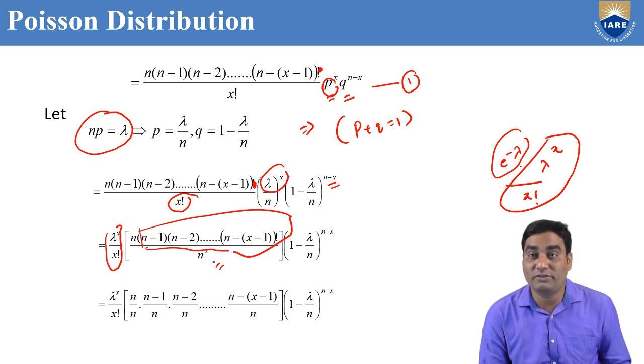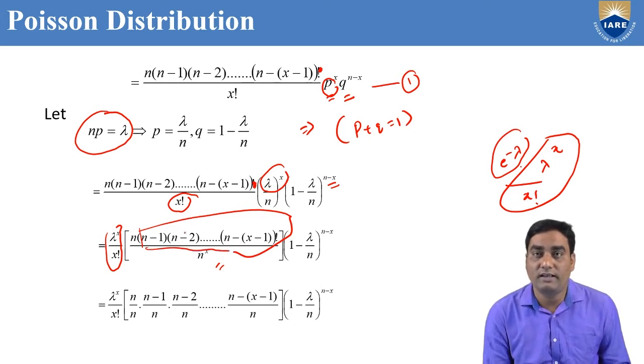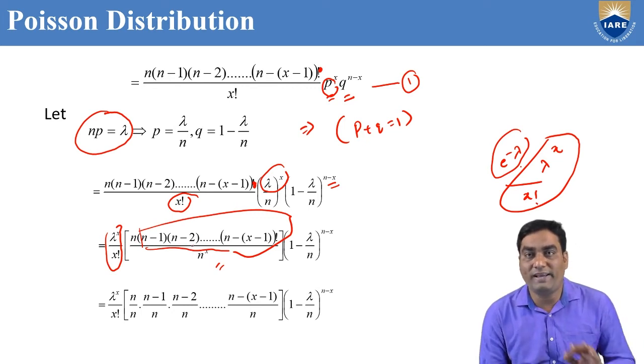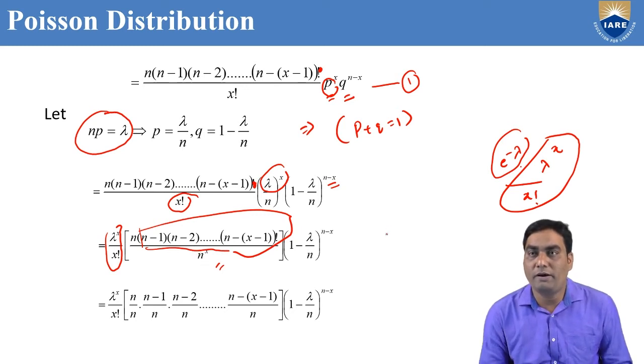X minus 1 terms are there. Including these terms, how many terms are there? X terms are there. In the numerator we have x terms. In the denominator we have n power x. N power x means n is taken x times.